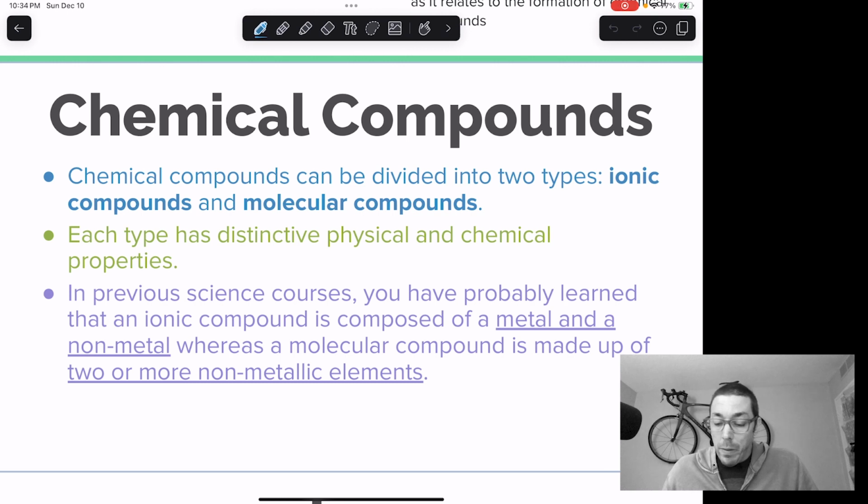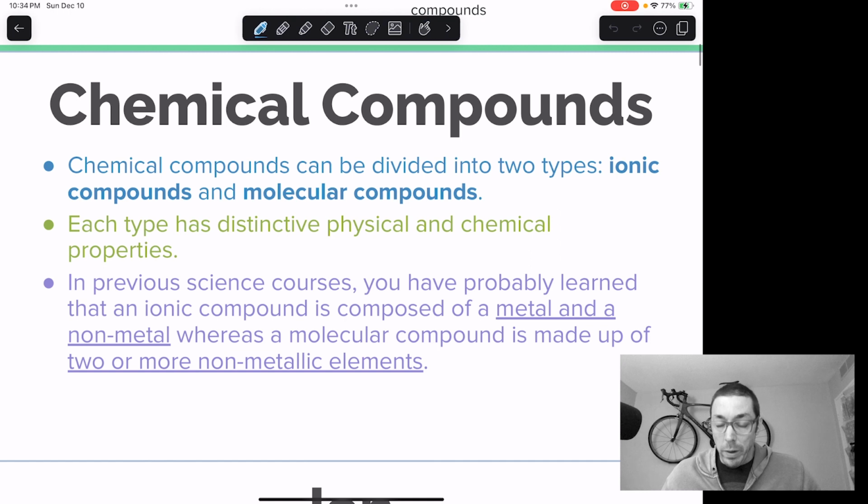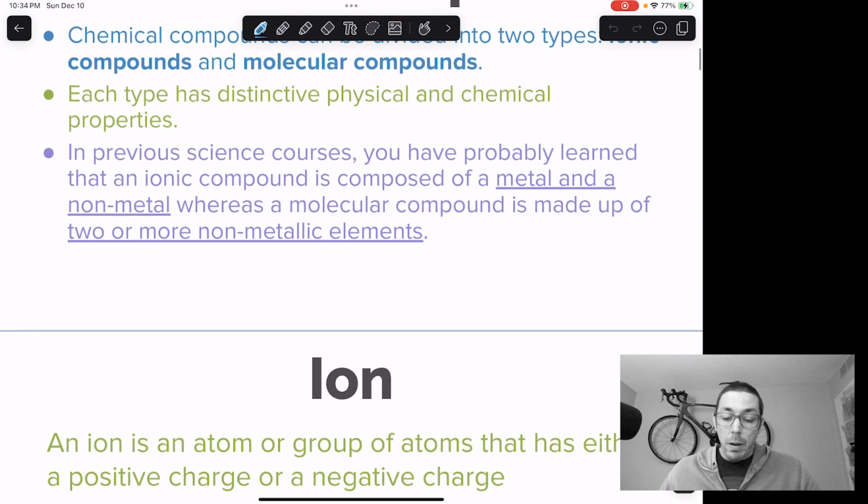And you might remember that you learned previously that ionic compounds are made of a metal with a nonmetal, or at least something positive, some kind of positive ion bonded to a negative ion. But molecular is different because it consists of only non-metal elements. So it could be two or even more than two nonmetals bonded together. There's more differences, but we won't worry too much about those quite yet.